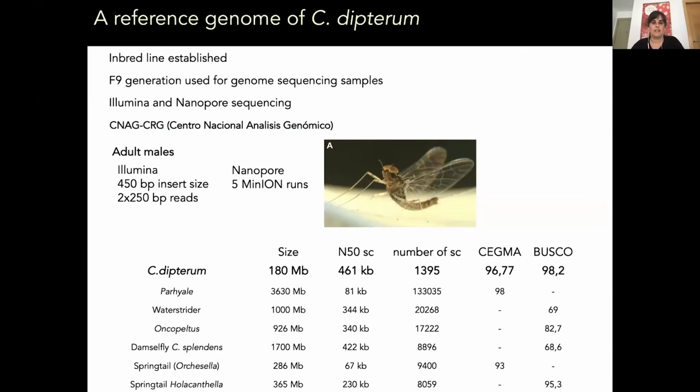For that, we had our inbred line, and we waited for 9 generations. Together with the CNAG, we did 2 strategies, Illumina and also Nanopore. And we sequenced males. I think the quality is quite good, we have 98% BUSCO. And the genome size is quite small, it's 180 megabases.